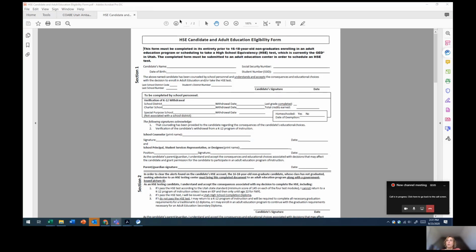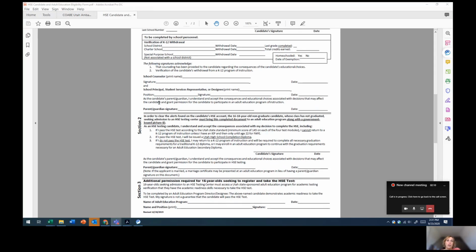The second part of the form is specifically for students who are wanting to take the GED test. And this really is verifying they are aware of the consequences of taking the GED. For instance, once they've completed the GED, they cannot return to K-12. They receive a Utah high school completion diploma and they're done with K-12. And so they need to understand that consequence, and their parents, again, giving permission that they understand those consequences as well.